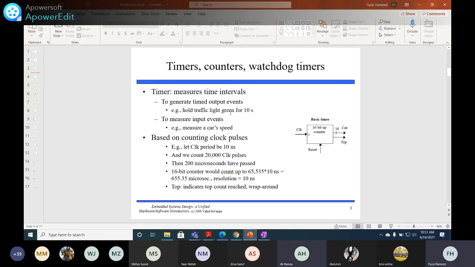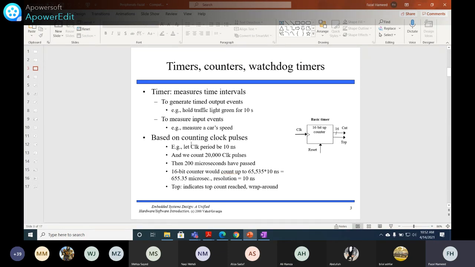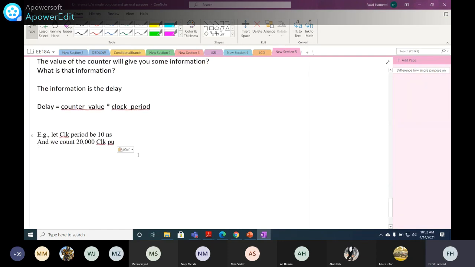Okay. So it can also be used to measure the clock speed, based on counting clock pulses. Let the clock period be 10 nanosecond, and we count 20,000 clock pulses. Then 20 microsecond will have passed. So in this example, let's assume the clock period is 10 nanosecond, and we count 20,000 clock pulses. So what is the delay? You tell me. 20,000 multiplied by 10 nanosecond. Yes, sir.